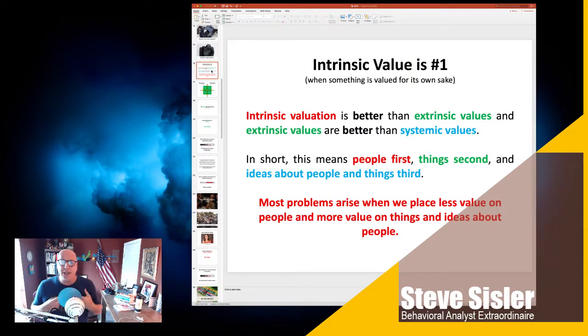Okay. So intrinsic, extrinsic, and systemic. Again, those are the scientific terms. So we're talking about people. So we're talking about relating, doing, thinking. All right, those are the three. Relating, doing, thinking. So here's the key. Intrinsic valuation, or people, is better than things, and things are better than systemic values, what we think about things. Okay, so in short, what does this mean? People first, things second, and then ideas about people and things should be third.